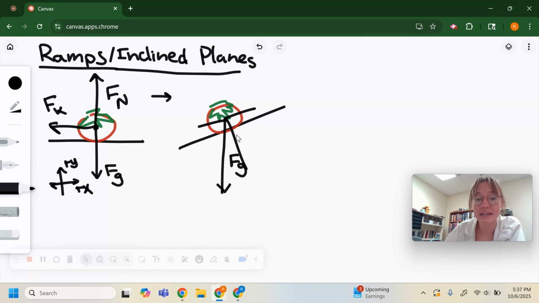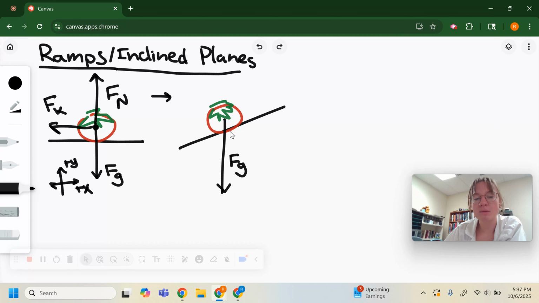Gravity does not care whether or not you are on a ramp. If you are on a ramp, gravity pulls you straight down towards the center of the earth. If you are on the floor, gravity pulls you straight down towards the center of the earth. If you are standing on the wall, gravity pulls you straight down towards the center of the earth. It doesn't matter what your ramp looks like. Gravity will always, always, always pull straight down, regardless of where you are. So we draw the tomato and we draw the force of gravity pulling straight down.